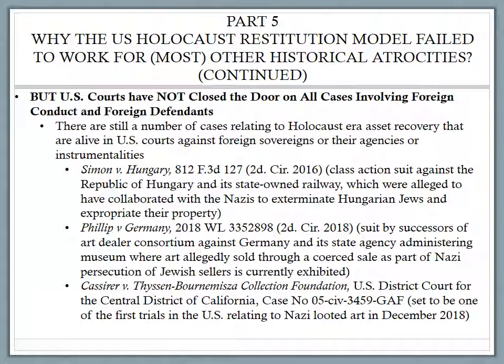A final example is the case of Cassirer versus Thyssen-Bornemisza Collection Foundation, which is a case in the U.S. District Court for the Central District of California, and is set to be one of the first trials in the U.S. relating to Nazi-looted art if it actually goes forward as planned in December of this year. The plaintiff, Cassirer, is an American citizen whose grandmother's Pissarro painting was allegedly confiscated by an agent of the Nazi government in Germany because she was a Jew. He filed suit in federal court to recover the painting or get damages, so restitution or compensation, from the Kingdom of Spain and the Thyssen-Bornemisza Collection Foundation, an instrumentality of Spain, which now claims to own the painting. There are a number of other cases in addition to these highlighted as well.